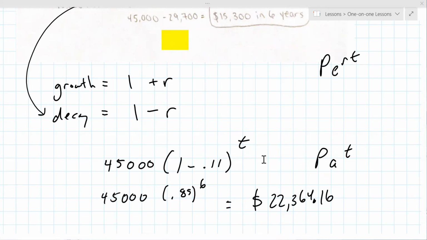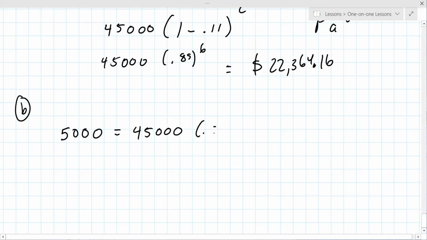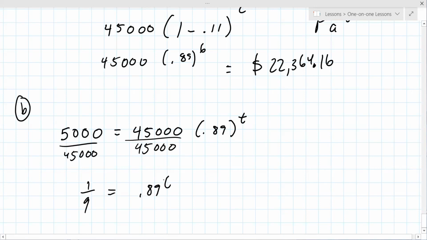Okay, so part B now is to estimate when it will become $5,000. So it's worth $5,000. It started out at $45,000 and 0.89 to the power of t. So this is part B. To do this, you're going to get rid of this 45,000. You're going to divide both sides by 45,000. So this ends up being 1/9 equals 0.89 to the power of t.